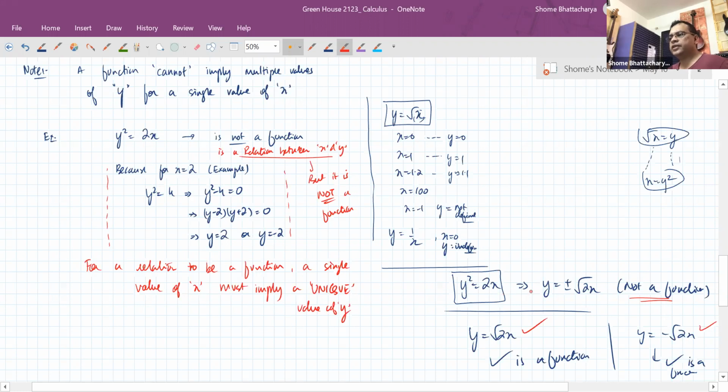Because any non-negative value of x will give you a value of y, but positive values of x will give 2 values of y. So that is not allowed for a function. By definition, a function is which type of relationship? It's a type of relationship that must give us a unique value of y for every value of x.